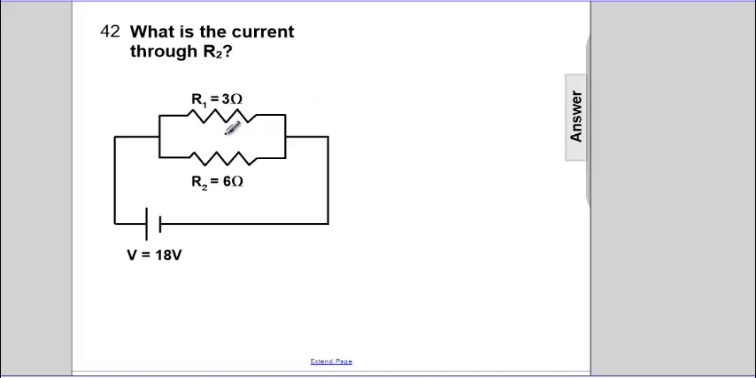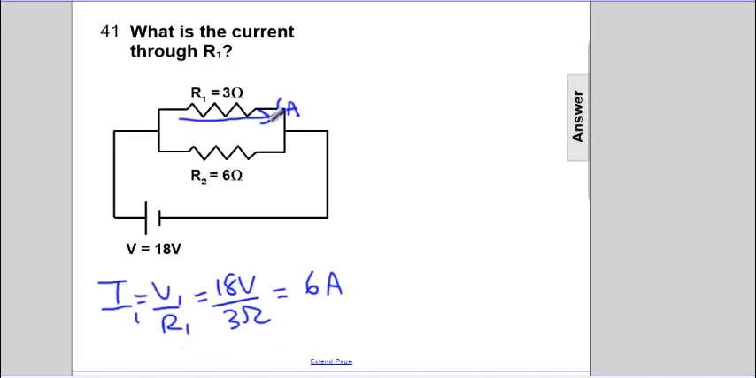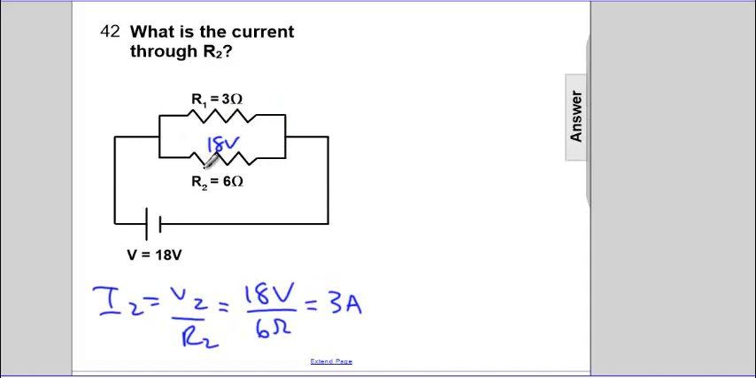What is the current through R2? Remember, this is 18 volts, so I2 is V2 over R2. V2 is still 18 volts because that's the king, divided by R2, 6 ohms, and you get 3 amps. So in the previous problem, we had 6 amps of current through that 3 ohm branch: small resistance, large current. Here we have 6 ohms of resistance and 3 amps of current. Double the resistance, you halve the current.